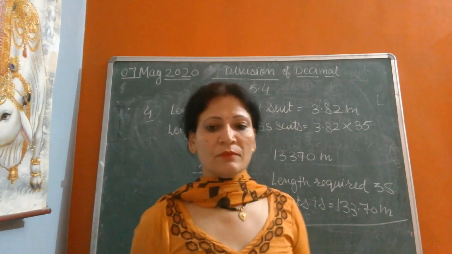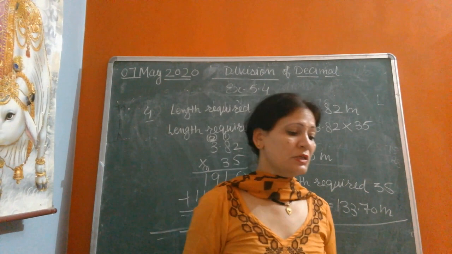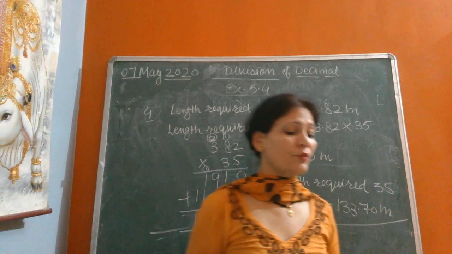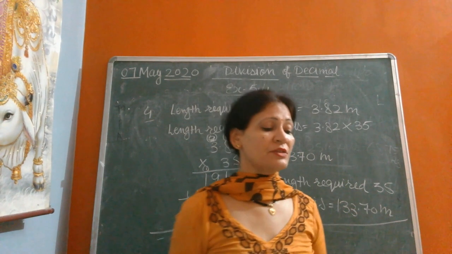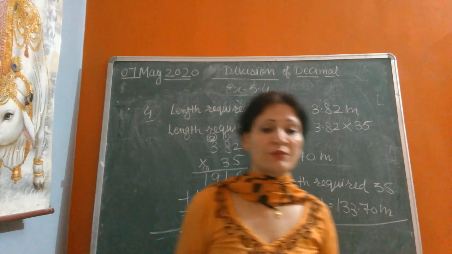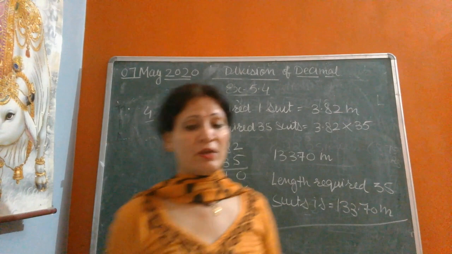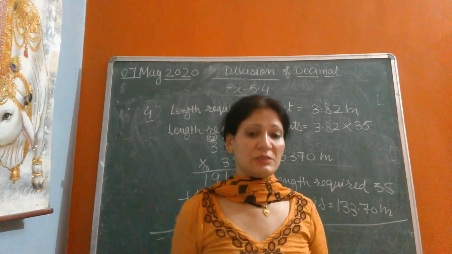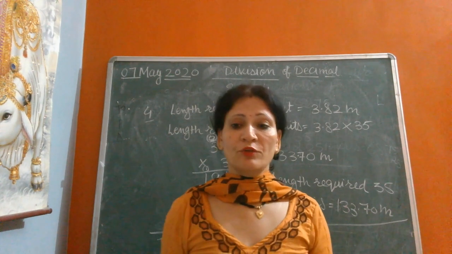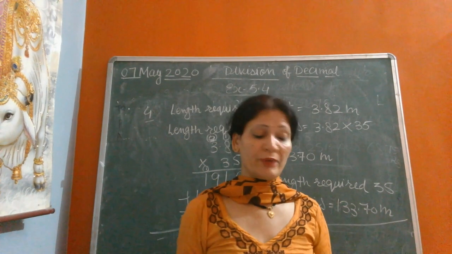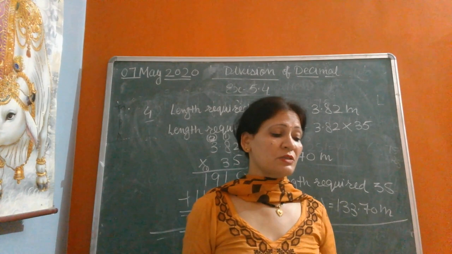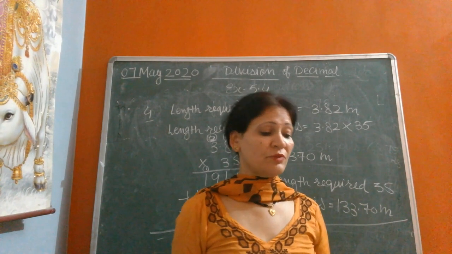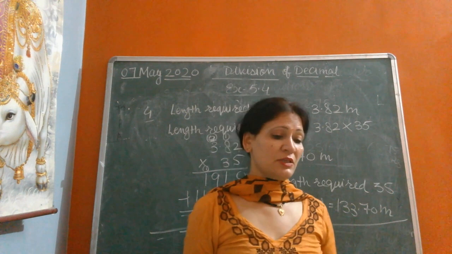Now question 5 is: what will be the cost of 25.85 kg if 1 kg of rice costs 32.65? We have done a question like this. Questions 3 and 5 are the same, so you will do it yourself. You will practice this question. Now question 6 is also the same, and 7 is also the same. So you will practice these questions.